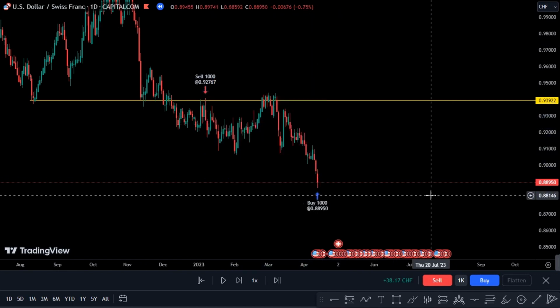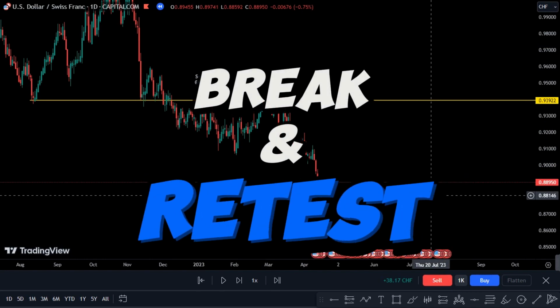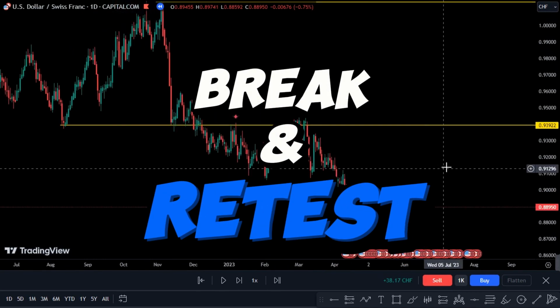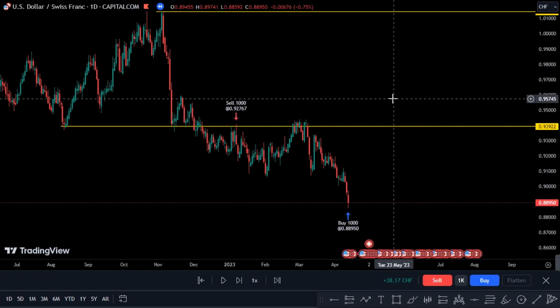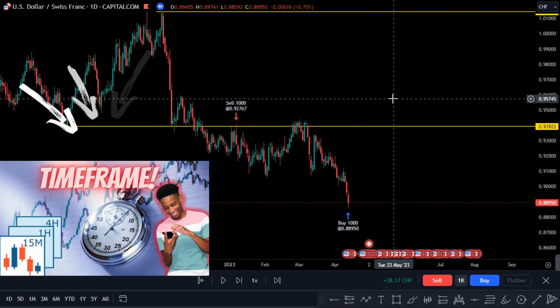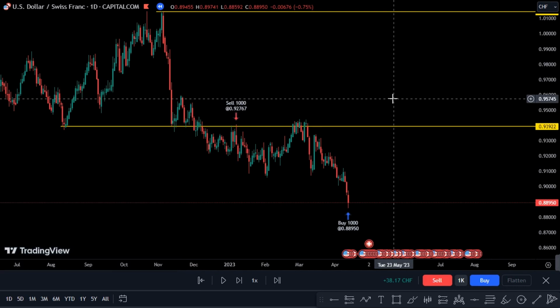That is how you make use of that simple break and retest strategy. It is effective on all types of time frames, and it is mostly effective when you utilize it with multiple time frame confluence. If you don't know what I'm talking about, I once did a video on multiple time frame confluence. I'm going to be leaving it on the screen. Make sure that you check that video out, and then you come back and watch this video. Once again, it is going to make a lot of sense when you use multiple time frame confluence.